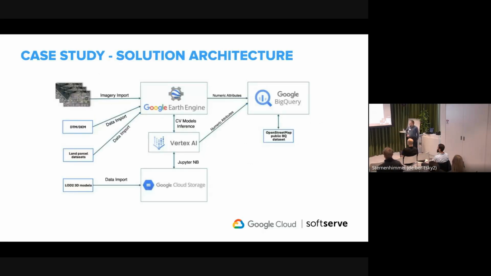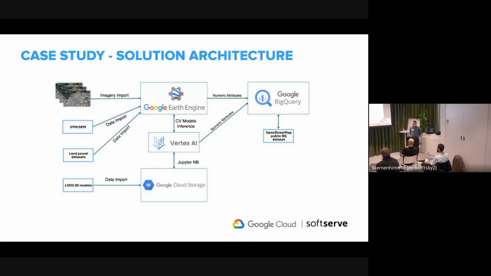So this is how our solution looks. On the left-hand side, you can see different sources. And of course, an AI model is only as good as the data, so we put a lot of effort into identifying good data sources. For this particular use case, we used aerial imagery, images taken with 20 centimeters resolution. We combined this data with a digital elevation model to detect some attributes. Also, we used land parcel data sets and 3D models.